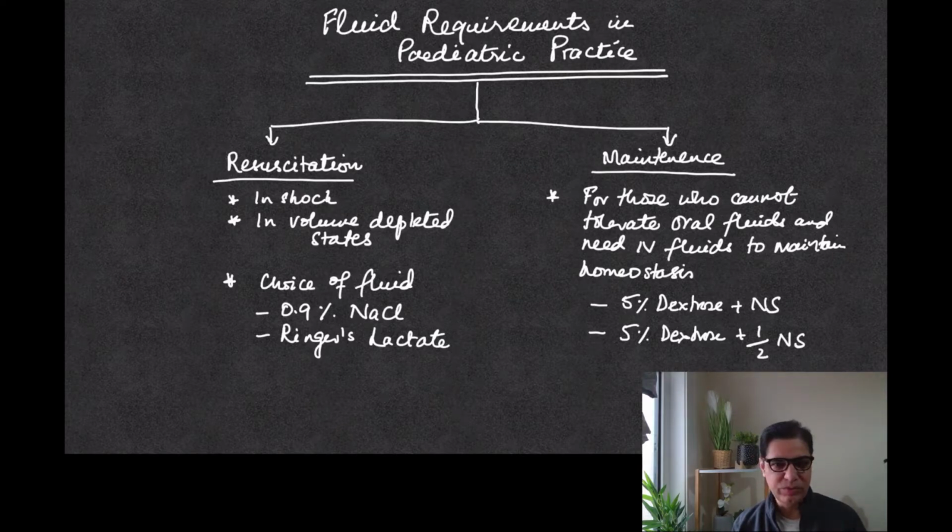Number one is we are trying to resuscitate them, so they are in some volume depleted state, and that simply means that the fluids inside their body is less in quantity. So we need to immediately resuscitate them. We need to immediately infuse fluids into them so that they become normovolemic. So from a hypovolemic state, or from a low volume state, they go into a euvolemic state. So we call it the resuscitation condition in which we would give them fluid.